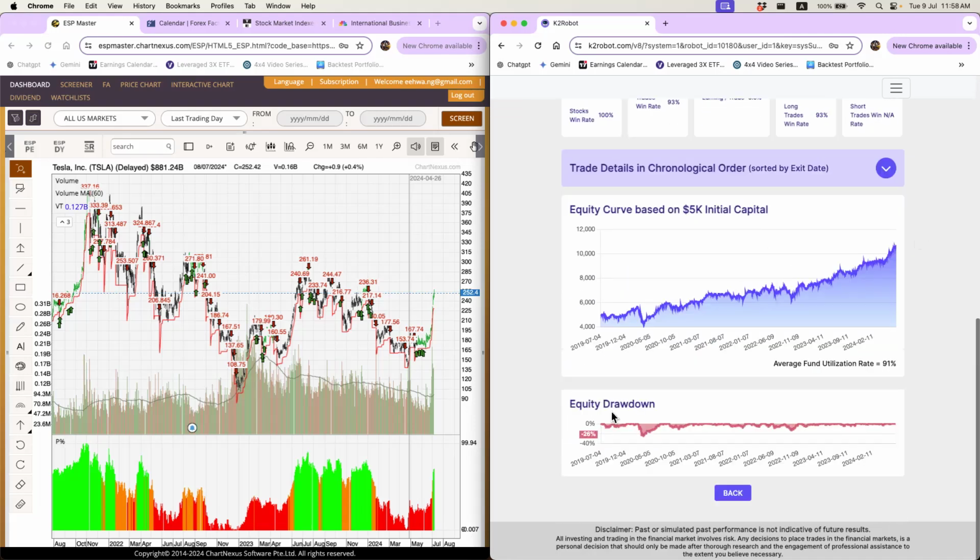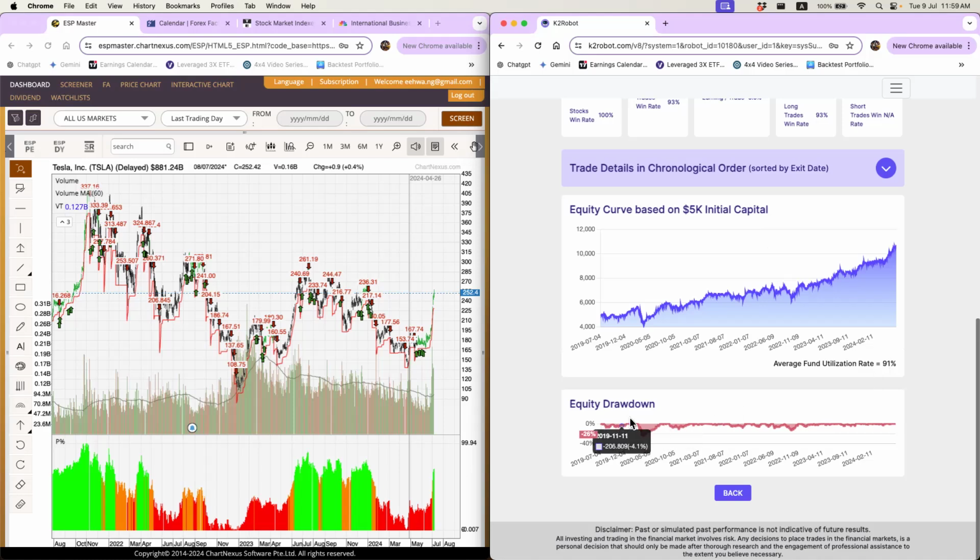All right, and this is the equity drawdown. Now, equity drawdown and fund utilization is also important. Let me explain to you. If you use this TrendMaster 100, your fund utilization will go up to as high as 91%. This is much higher than the old robots that we used to have.